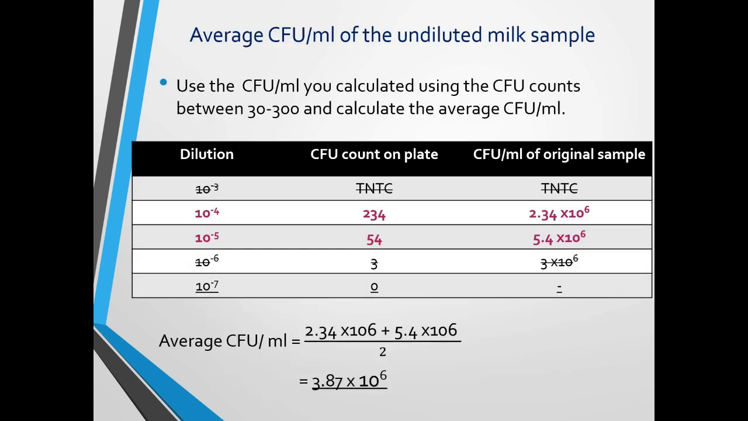As a final result, use the CFU per milliliter that you calculated using CFU counts between 30 and 300 and calculate the average CFU per milliliter for your milk samples. I have shown an example here, and according to this example, the average CFU per milliliter is 3.87 times 10 to the power 6.